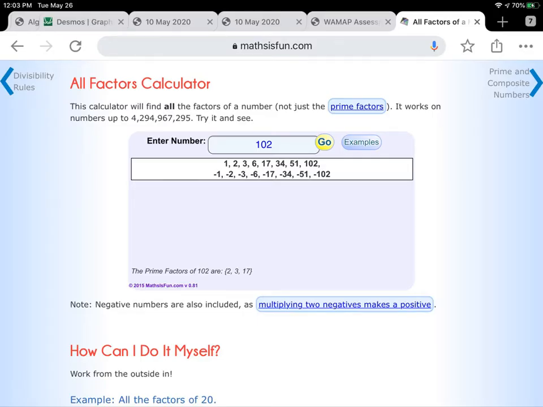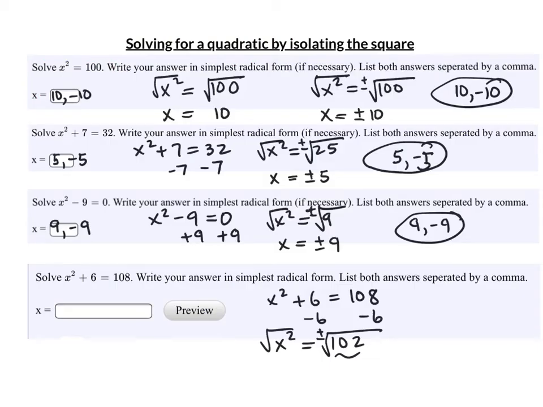So I went to mathisfun.com and I entered 102 into the factors calculator. And we don't want any negatives, so ignore those. We're looking at 1, 2, 3, 6, 17, 34, 51, and 102. Are any of those perfect squares? No. So I know this thing does not simplify. Which means our answer is positive square root of 102 and negative square root of 102.